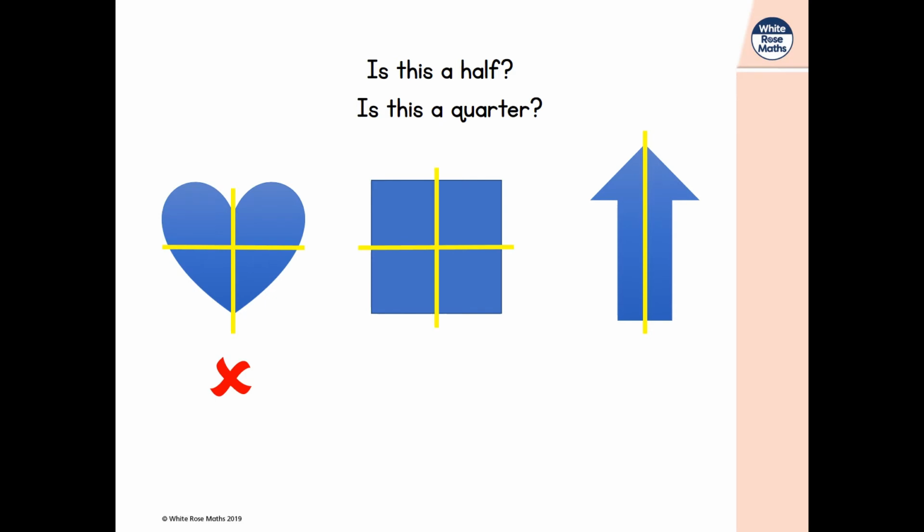How about with the square? Would this be a quarter? Yes, any one of those would be one of 4 equal pieces. So those would show a quarter. And finally, the arrow. Is this a quarter? No. Once again, we have 4 pieces, but they're not equal. They're not the same size. So one of those would not be a quarter. Well done.